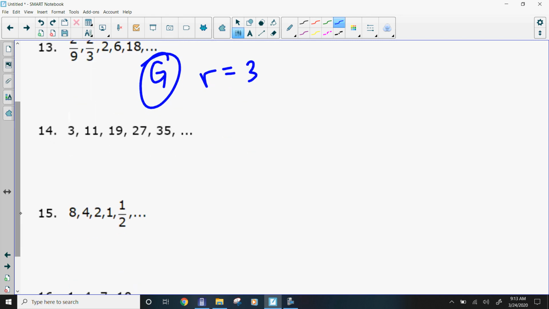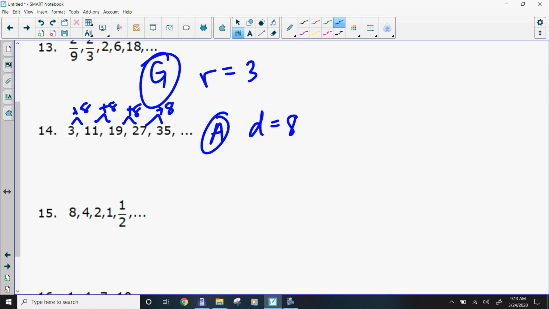Okay, next, this looks like it's going up by plus 8, plus 8, plus 8, plus 8. Now, you're probably wondering, why am I doing the plus 8 all the way through? It's because the pattern has to hold all the way through. If I had a plus 8, plus 8, plus 7, then that's not arithmetic. So this one is arithmetic, and d is 8.